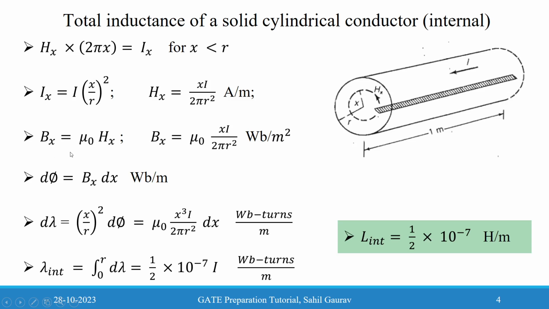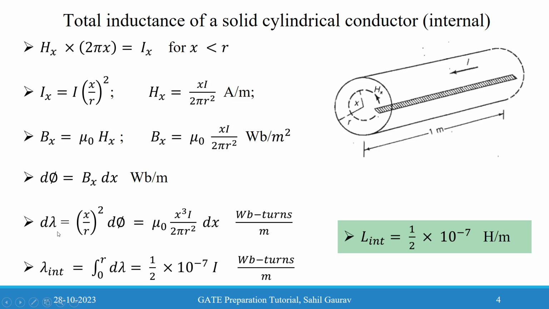Now we know that B is equal to μ0 H, so we will get the magnetic flux density at the distance x, and we will get this expression. Now we will find the flux. For finding the flux, we know that phi is equal to magnetic flux density into the area. Here we have considered length as 1 meter, therefore dx will be the width, so area will be 1 into dx. Therefore dφ will be Bx into dx Weber per meter.